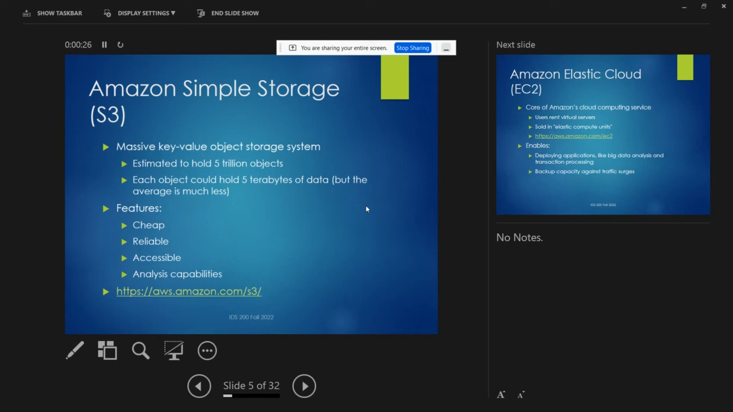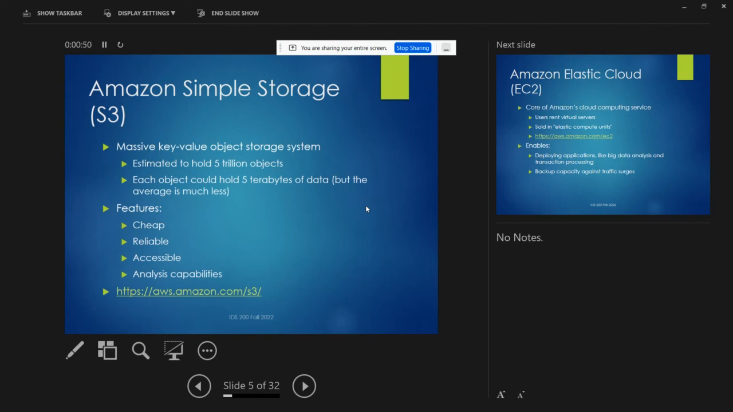So basically, Amazon has this long list of blobs of data, and the blobs can be huge. They could be up to 5 terabytes of data, right? So a large blob would probably be stored on multiple pieces of hardware. Amazon Simple Storage System, last I checked, was estimated to hold 5 trillion objects. Most of them are smaller than 5 terabytes, but 5 terabytes was the cap.